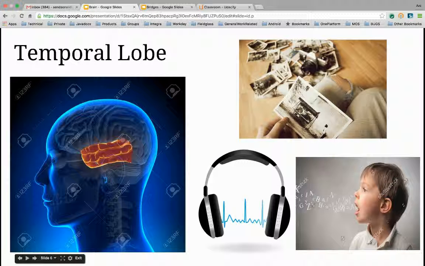The temporal lobe is located at the bottom part of your brain. This is one of the biggest auditory perception functions. It also stores all your memories from back and back and back. It controls your language and speech, so that way you can talk properly.